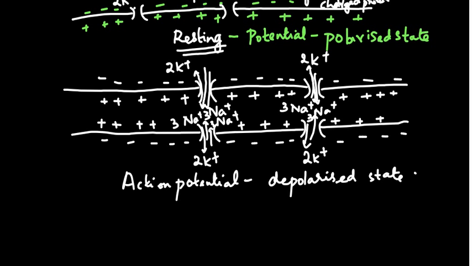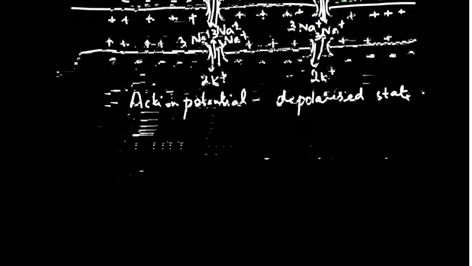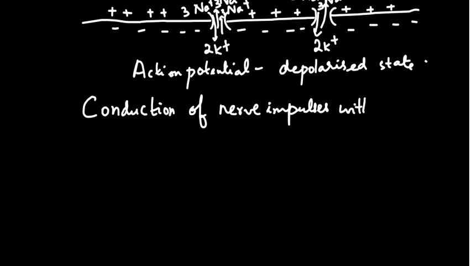The next is how they are conducted. How are the nerve impulses conducted from one site of the neuron to the next site of the same neuron? That is called conduction. Conduction of nerve impulses takes place within a neuron.